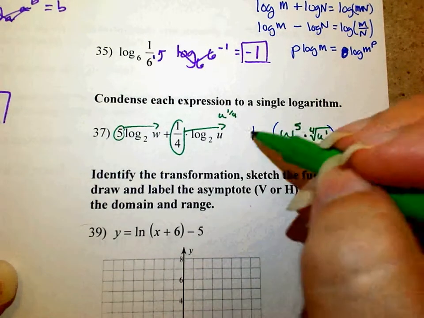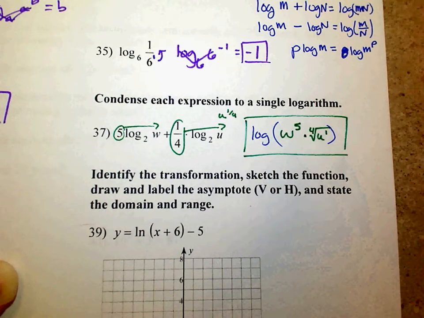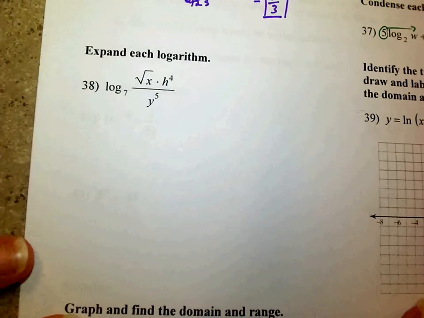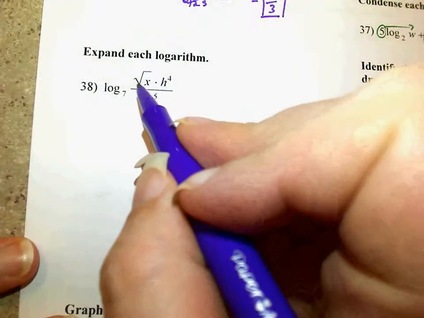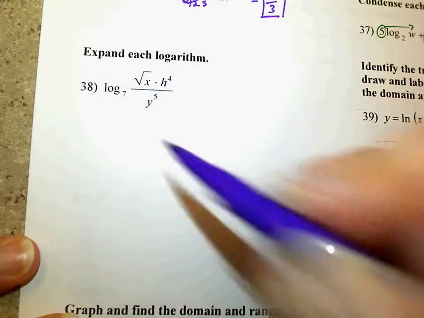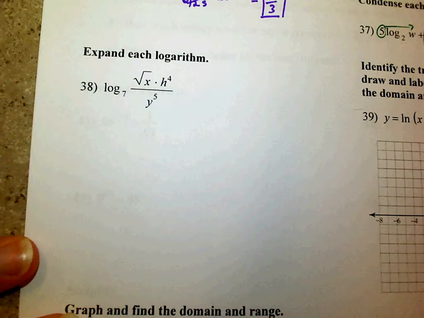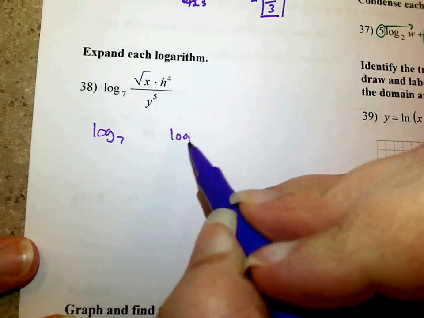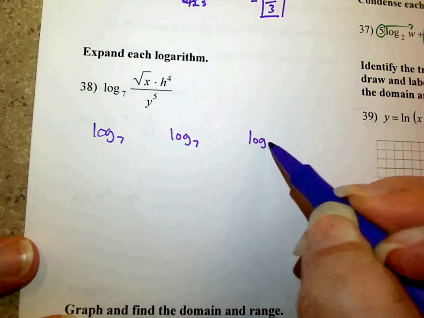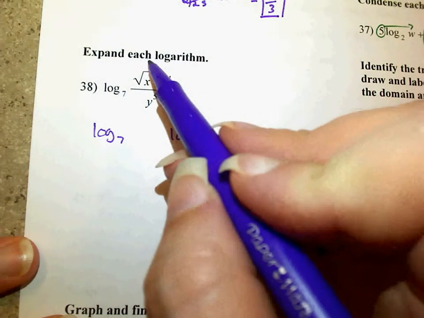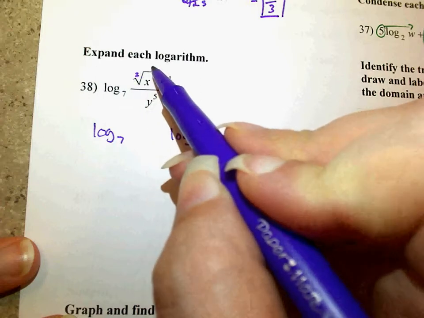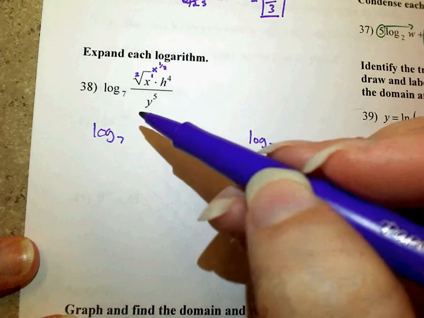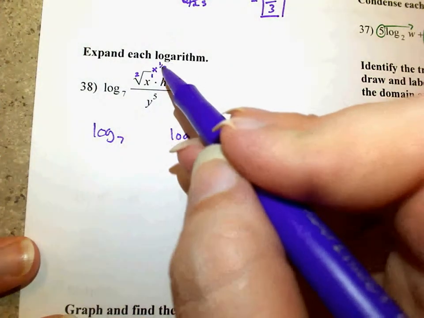Okay, so let's do 38. I've got three different terms, the square root of x, h to the 4th, and y to the 5th in the denominator, which means I need to have three logarithms. Log base 7, log base 7, and log base 7. The first term is the square root of x, which has an understood 2. That's the same thing as x to the 1 over the root, power over root, 1/2, right? I'm going to write it as x to the 1/2 here, h to the 4th here, and y to the 5th there.